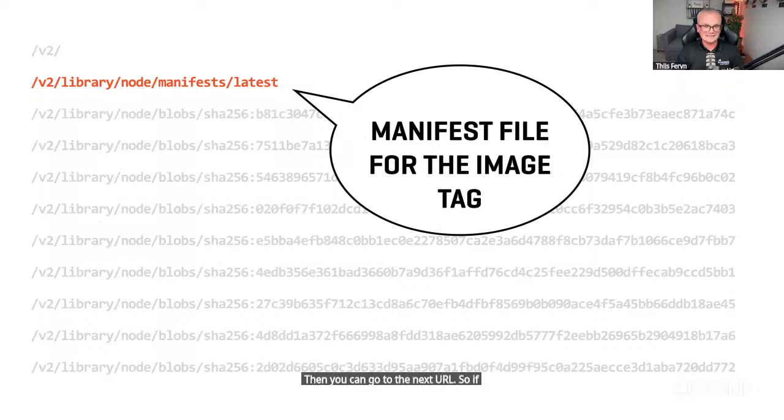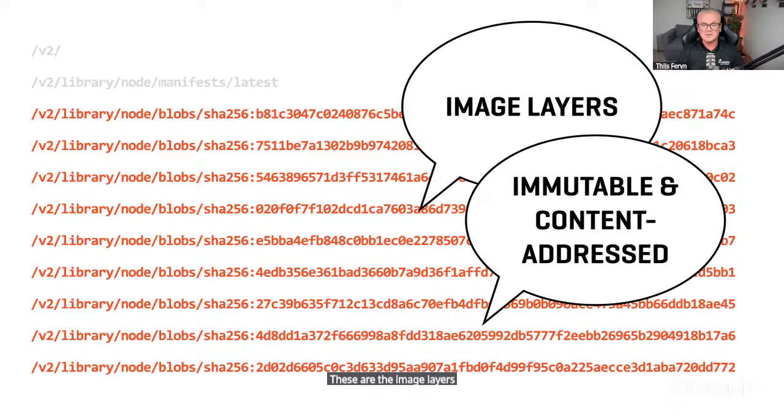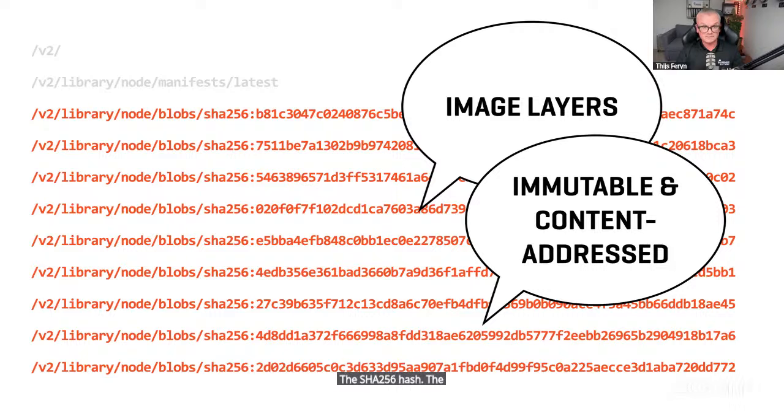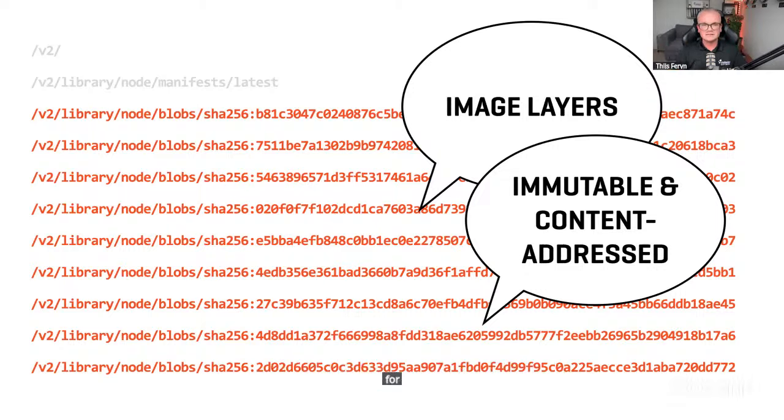If you're getting the latest tag of the Node.js image, this is what your Docker system will do. It will connect to v2/library/node/manifests/latest. And in that manifest file, as you've seen before, all the other layers are mentioned. And then all those layers are pulled in. These are the image layers. And they are immutable. And they're also content addressed. As I've said earlier, the name of the file is actually the SHA-256 hash, the checksum. So that means if one byte in the file changes, the file name will be different because it's a different hash. That makes it super easy to cache. You can store these in the cache without a problem for a nearly infinite amount of time.